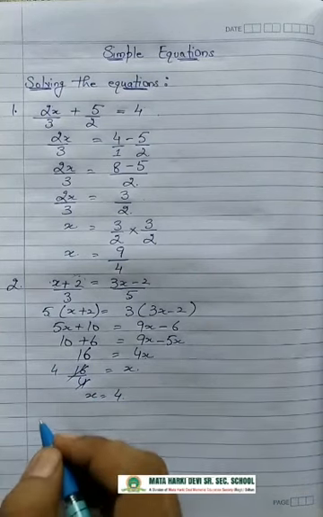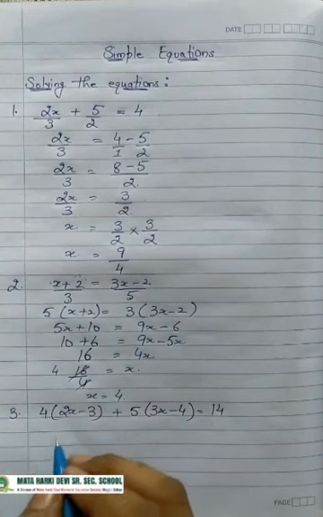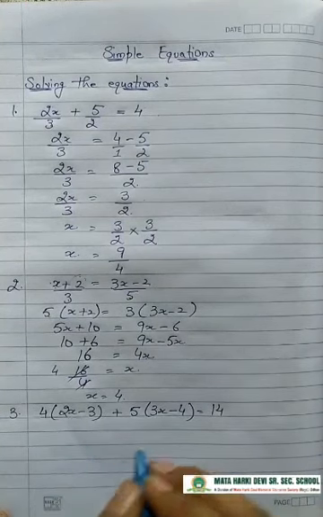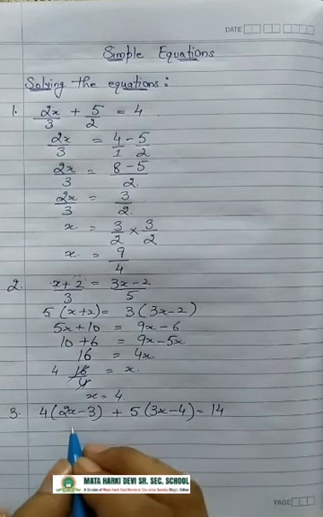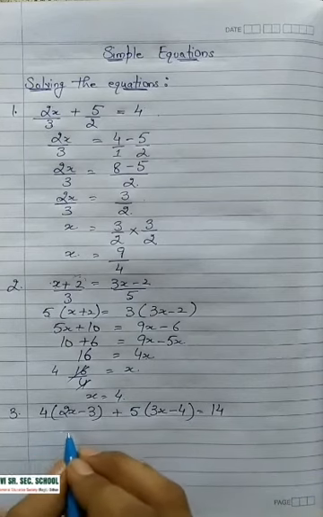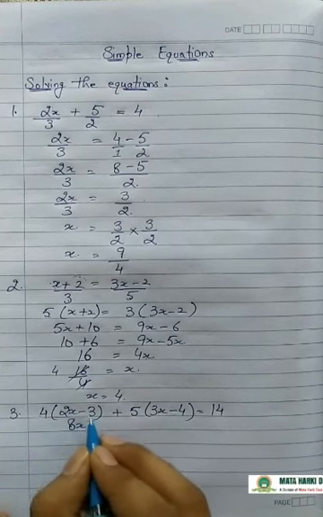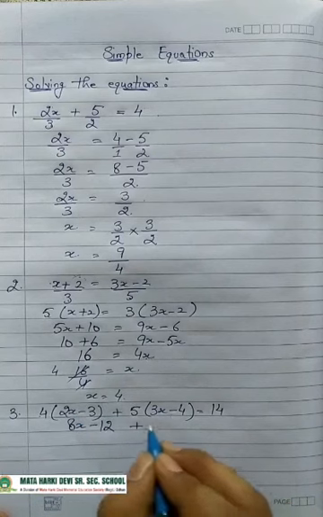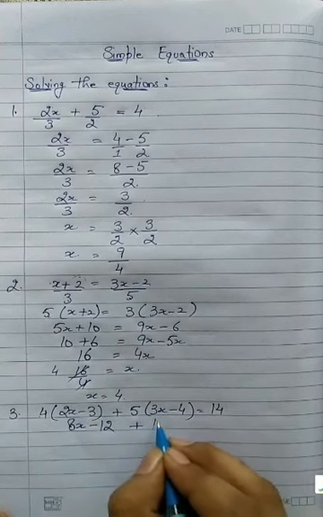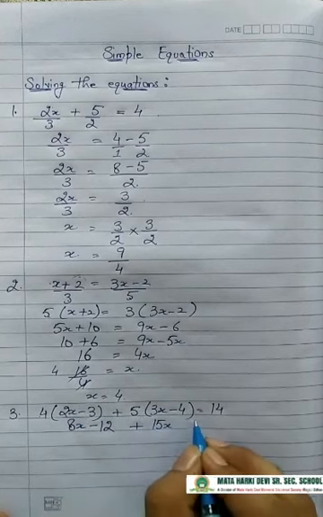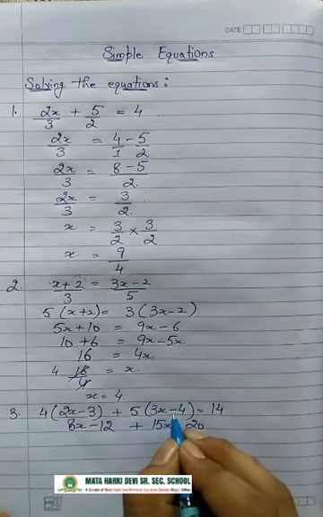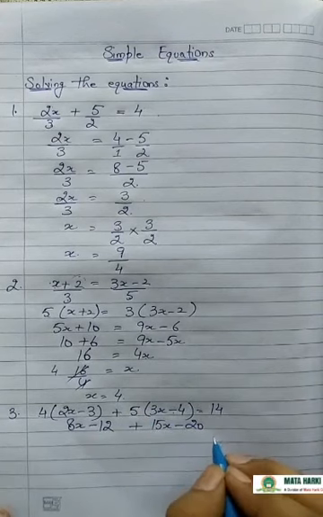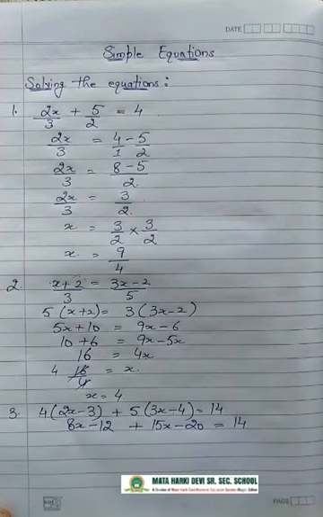Okay, so this is our third equation. You are seeing brackets in this equation. So firstly try to solve the brackets. 4 twos are 8x, 4 threes are 12 and the sign is negative. Now solving the second bracket, 5 threes are 15x, 5 fours are 20, and positive 5 multiplied by negative 4, the answer is negative here, is equal to 14.